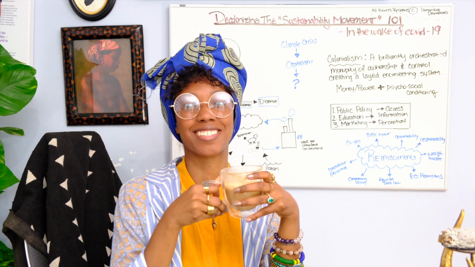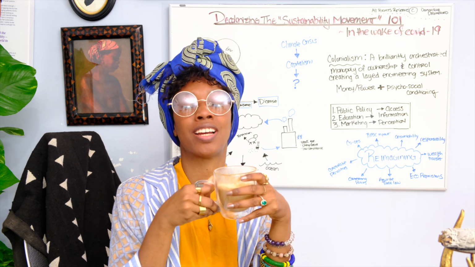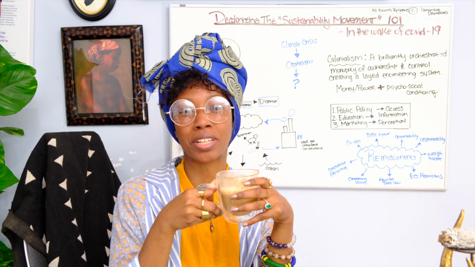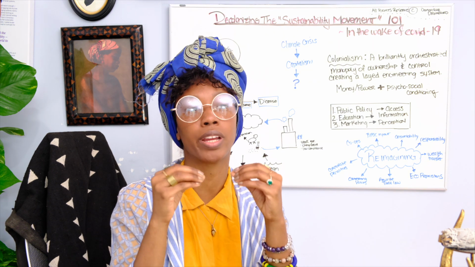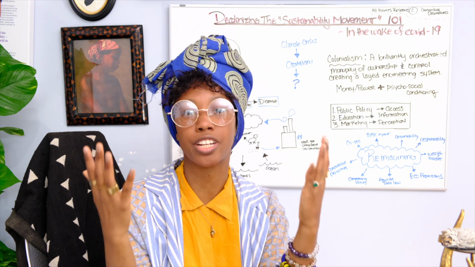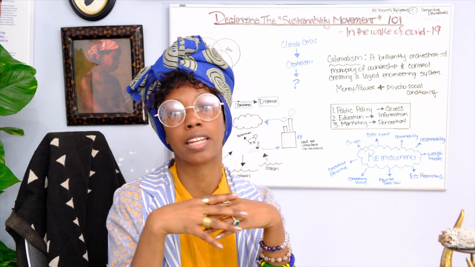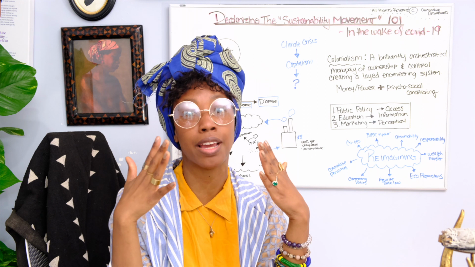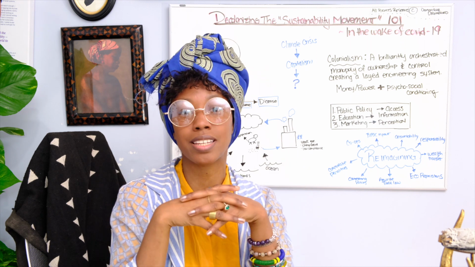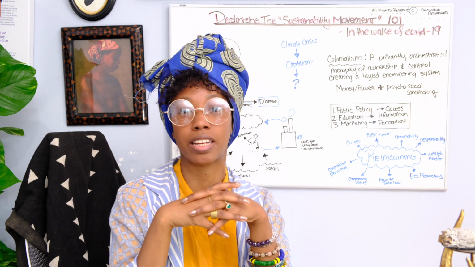Good morning, class. Today's lesson is called Decolonizing the Sustainability Movement One-on-One. Now more than ever, we need to reimagine what a regenerative and equitable society looks like by adopting sustainable principles and practices. I think we need to get started by actually defining sustainability.